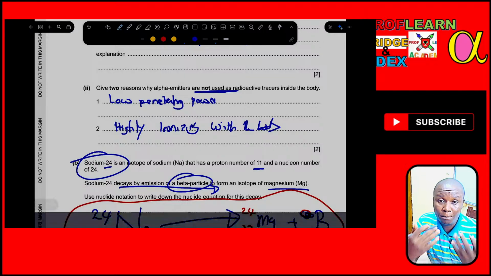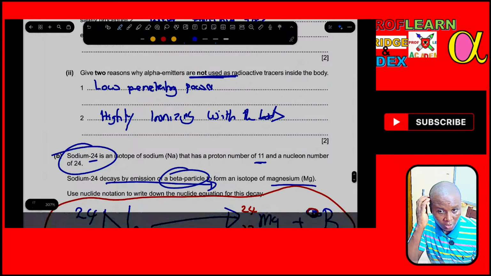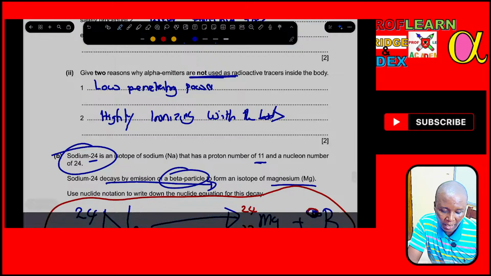Alpha particles have low penetrating power. So meaning if they enter into the body, they cannot penetrate through the skin. Remember, they can also be stopped even by paper. So they are not used because they have low penetrating power, so they cannot penetrate out to be detected. You need to add that.